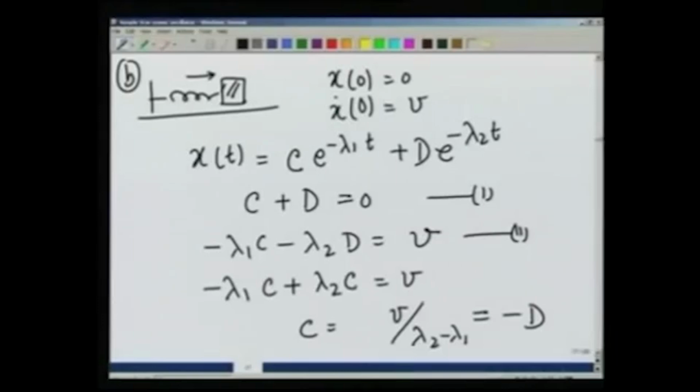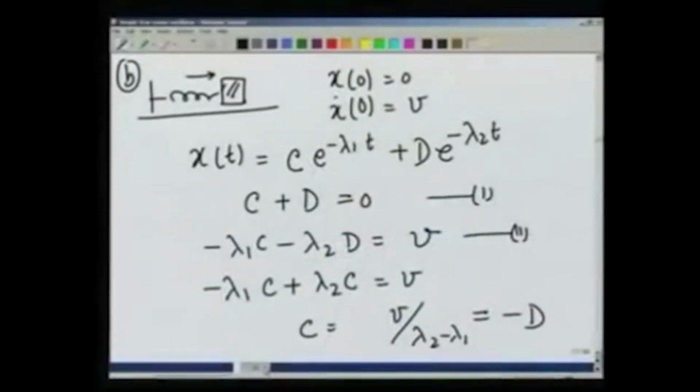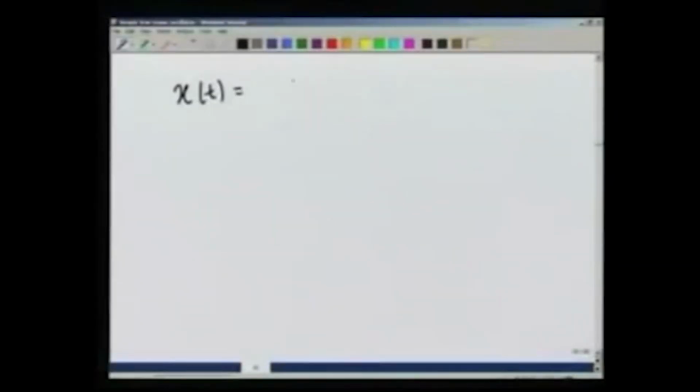And therefore, the solution in this case, when I am hitting the mass with an impulse, giving it an impulse of velocity v in the beginning right at the equilibrium point, is going to be x(t) is equal to v over lambda 2 minus lambda 1 times e raised to minus lambda 1 t minus e raised to minus lambda 2 t.